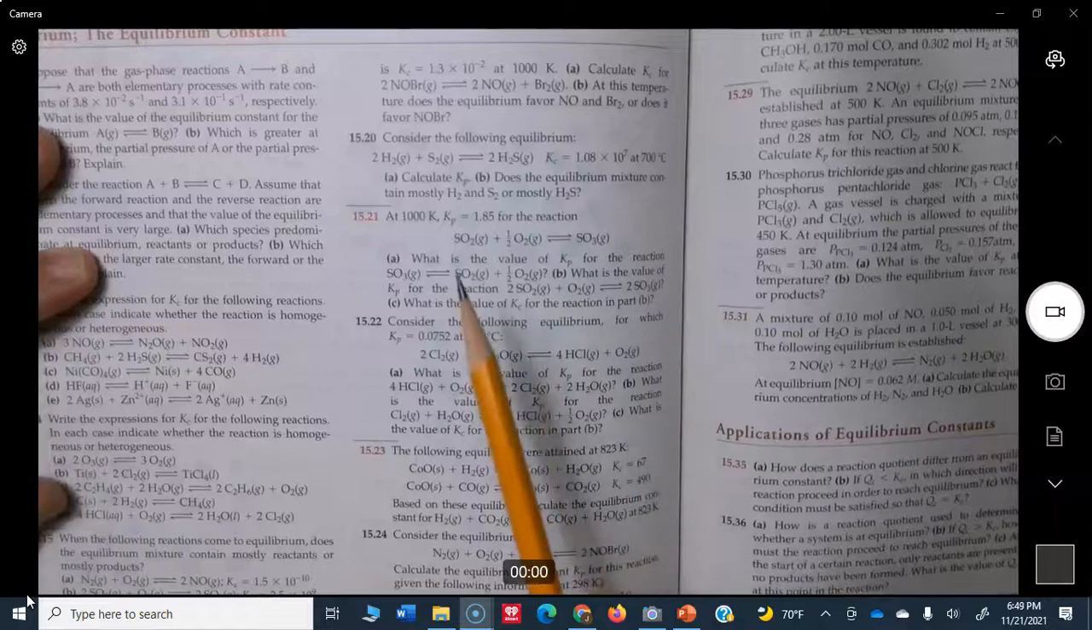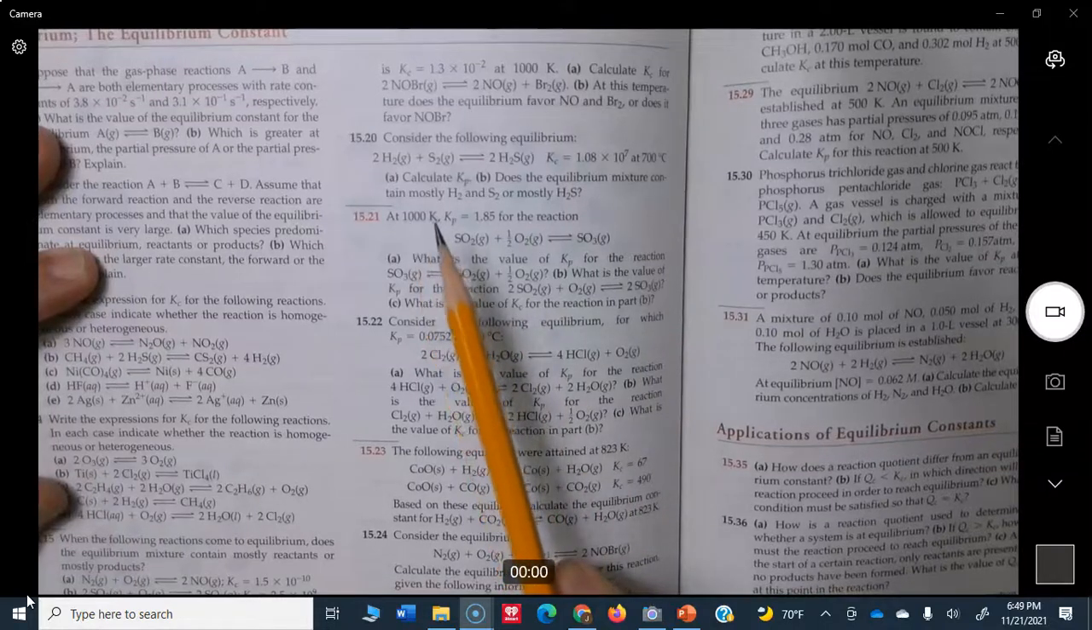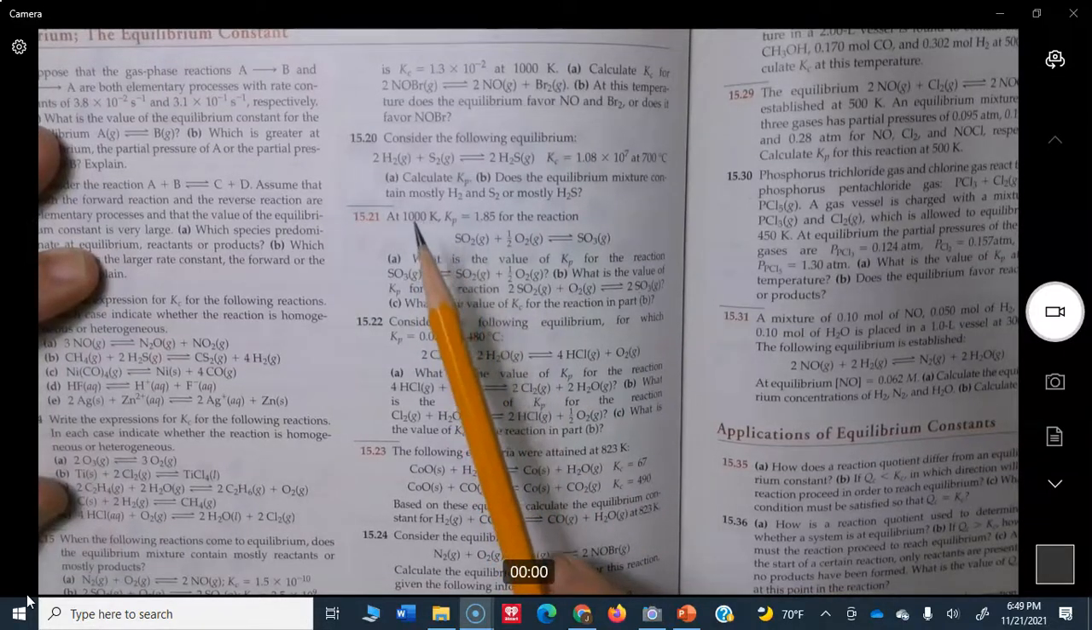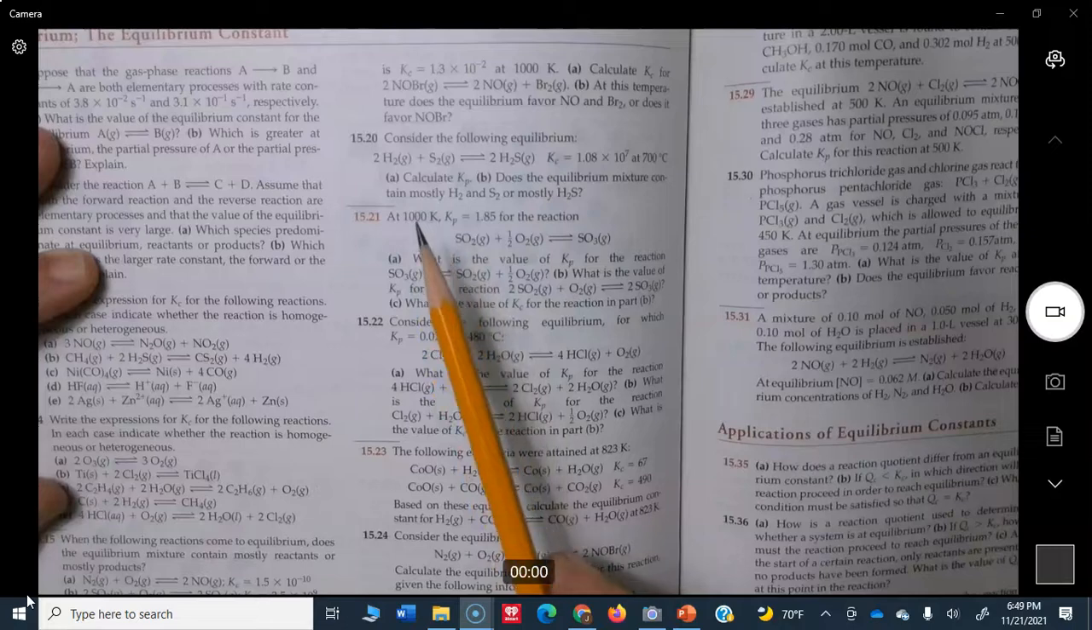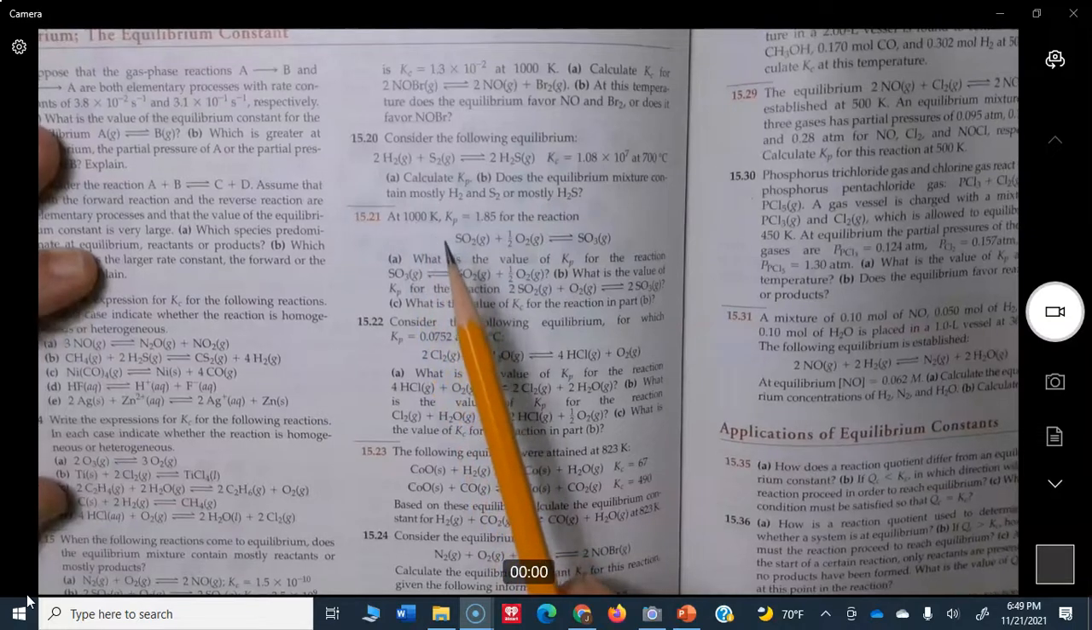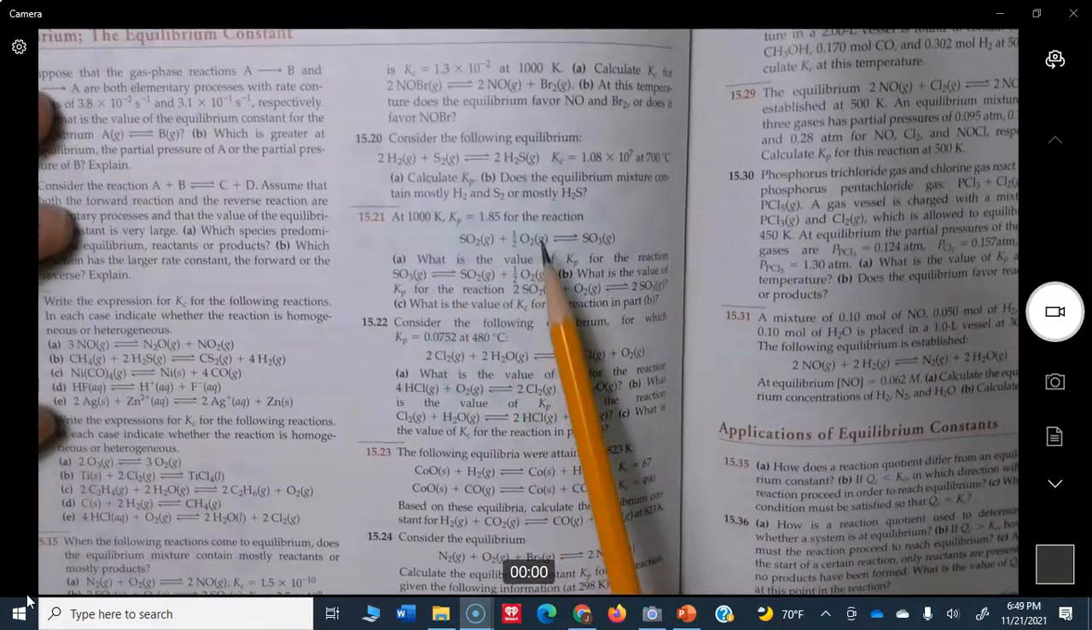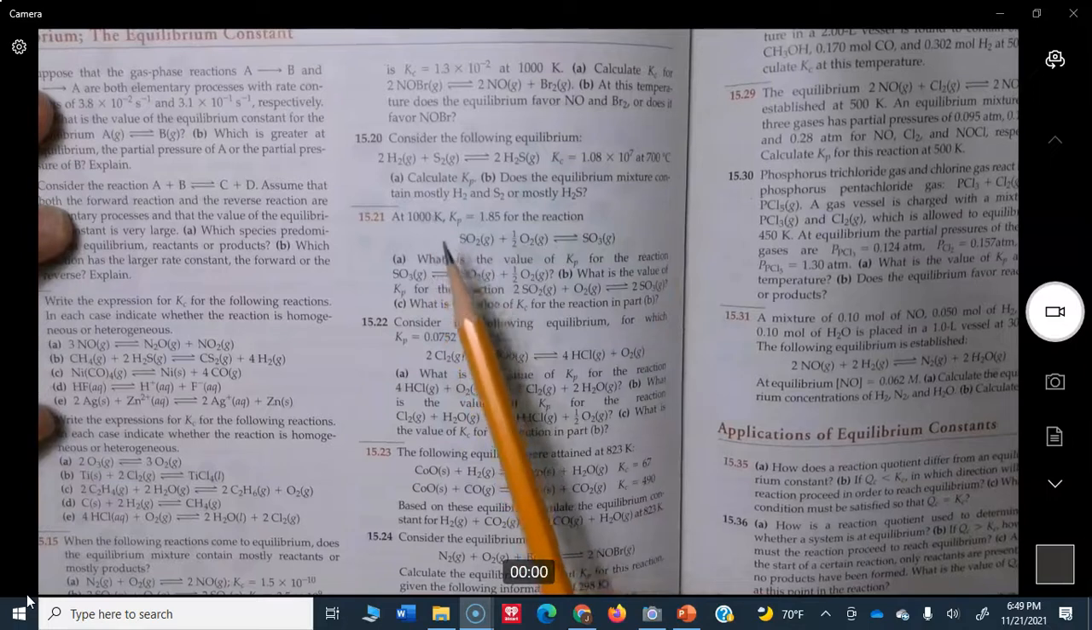Okay, so let's read this. So at 1,000 Kelvin, by the way, you don't say degrees Kelvin. It's just a little quirk, but you say 1,000 kelvins. You say degrees centigrade, but you say kelvins. If you say degrees Kelvin, it's no big deal, but technically you just say 1,000 kelvins.